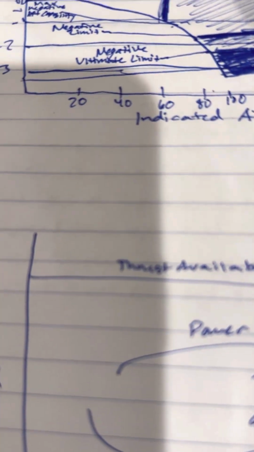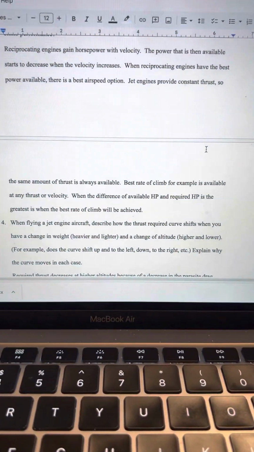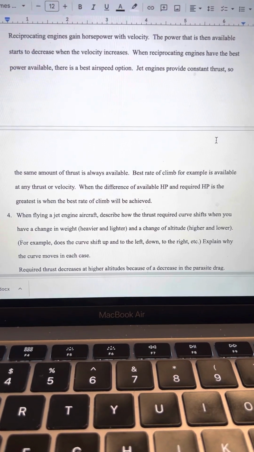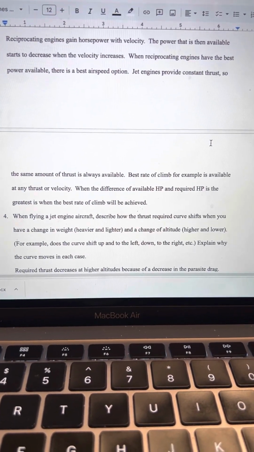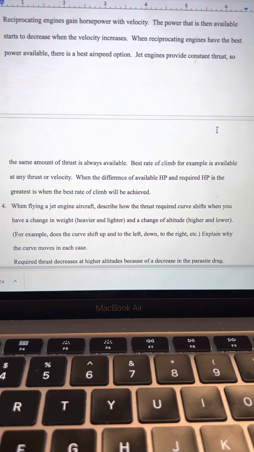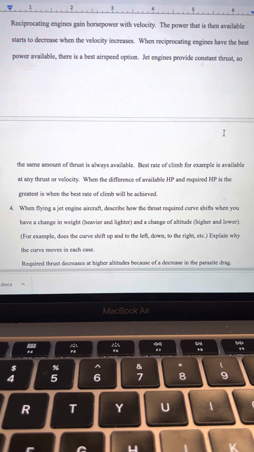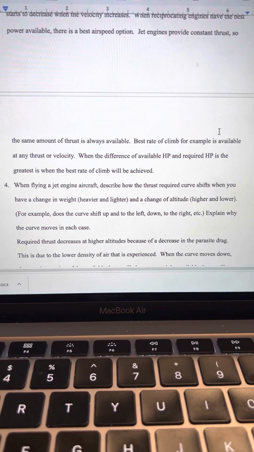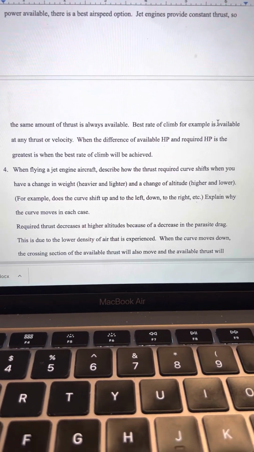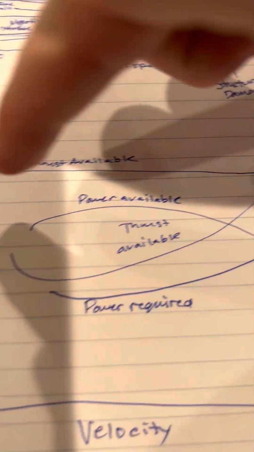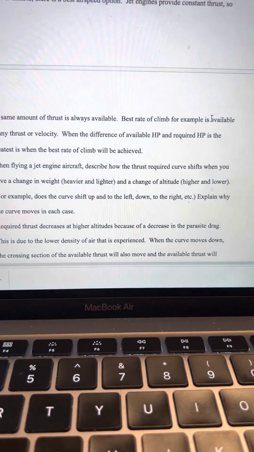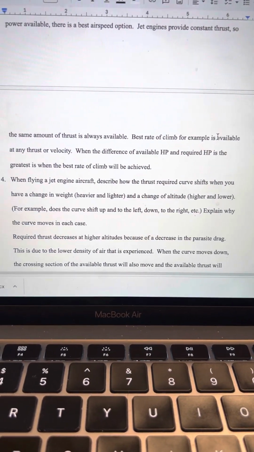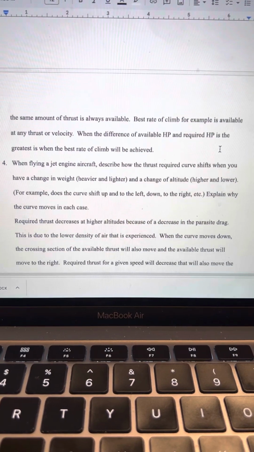And then to describe that, reciprocating engines gain horsepower with velocity. So the power that is then available starts to decrease when the velocity increases. That was represented there. And when reciprocating engines have the best power available, there is a best airspeed option. Jet engines provide that constant thrust that was represented here, and so the same amount of thrust is always available. The best rate of climb, for example, is available at any thrust or velocity.